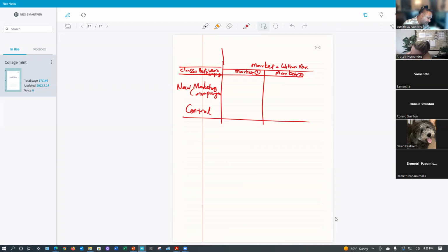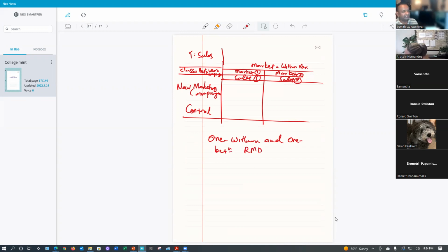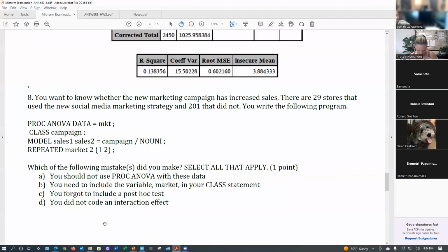See? Then here you have y equals what? Sales. Then if that's the case, at the end of the day, you have sales 1 and sales 2. So this is one within and one between, repeated measures design. That belongs to that. We don't ask that one, but we built up more knowledge based on that one. Market 1, market 2. Based on that one, you have sales 1 and sales 2. Sales 1, sales 2 equal to the campaign. They call the campaign the class.